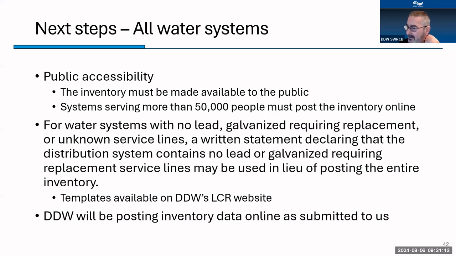Now, DDW will be posting the inventory data online as it's submitted to us. So all of these 4,300 water systems, DDW will be posting that data online. But that doesn't remove this requirement. You still, as a water system, have to make this publicly accessible.